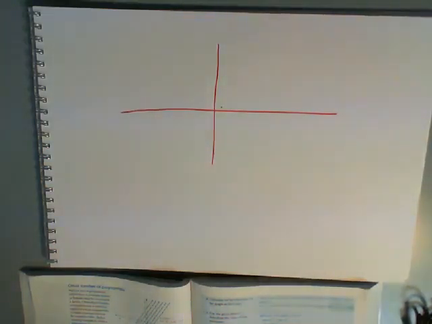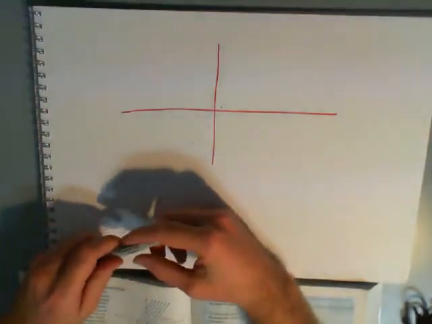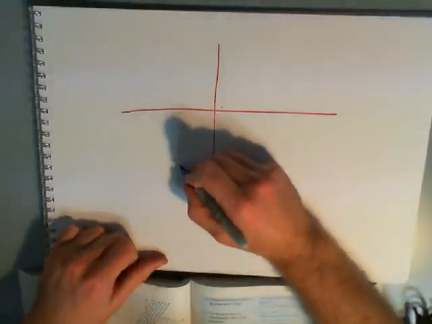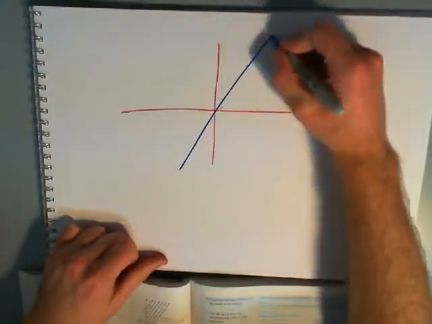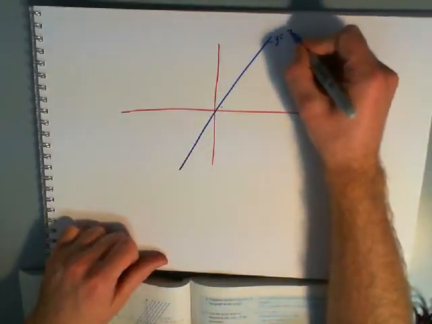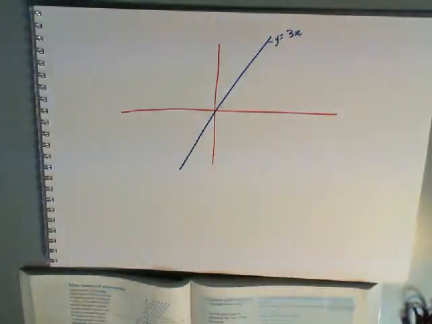Okay, just looking at the last little section for this 5.3. So this is other families of polynomials. What I've got is a set of axes, and I'm going to look at the line y equals 3x. And what similarities does that have?